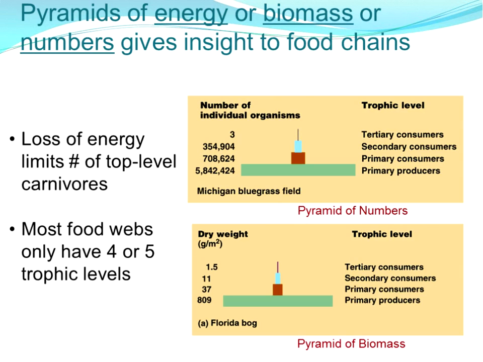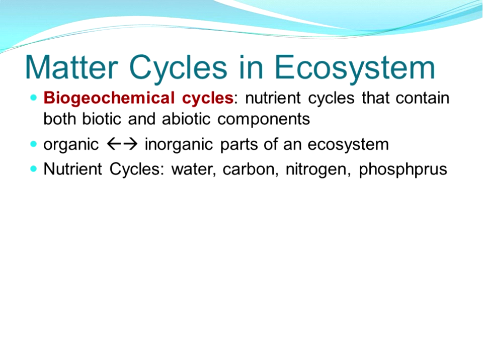And because the amount of energy decreases so much as we move through the different levels, that's what limits the number of top-level carnivores we can have. In most food webs, the tertiary is the highest trophic level because of that.